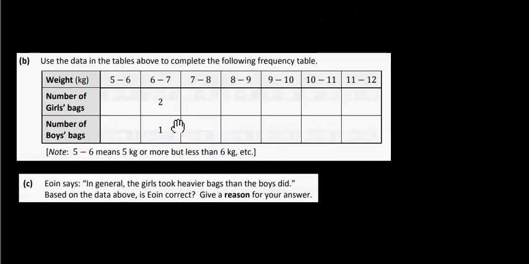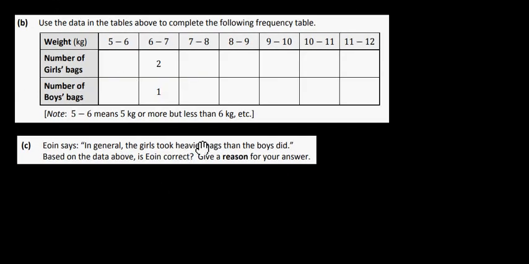So let's have a look at part B. Use the data in the table above to complete the following frequency table. So here, this is a grouped frequency table, so we don't have all the individual values, but we're just grouping them into weight groups here. So we have from 5 to 6 kilograms, from 6 to 7, 7 to 8, and so on. And we have the frequencies here. These are the girls' bags, these are the boys' bags here.